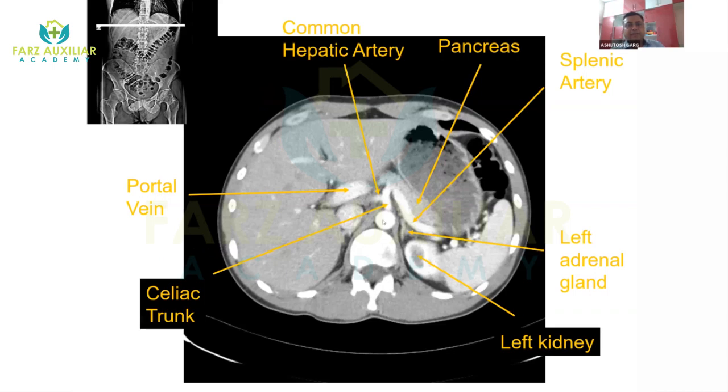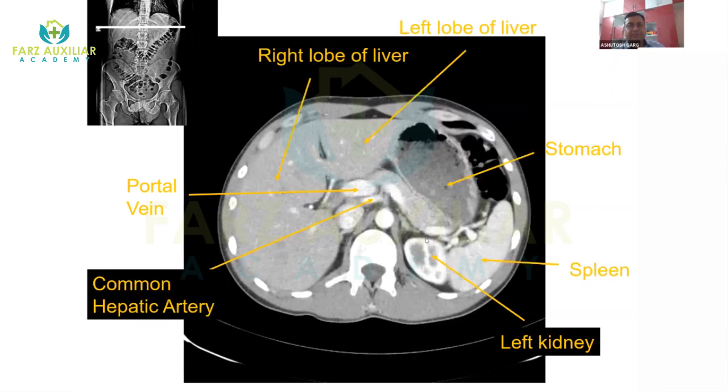Now you can see the origin of the celiac trunk, and from celiac trunk there is a splenic artery and the hepatic artery. You can appreciate because these are the contrast enhanced images. This is left kidney, then this triangular structure is the left adrenal gland. This is the spleen, liver, portal vein, inferior vena cava, aorta, vertebral body, splenic flexure of the colon. So these are the structures.